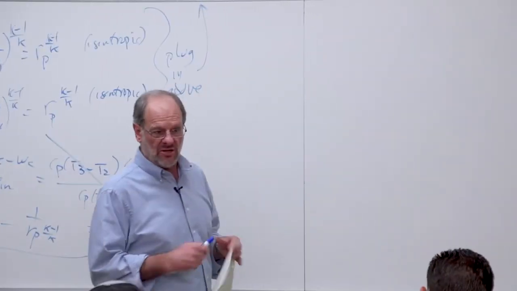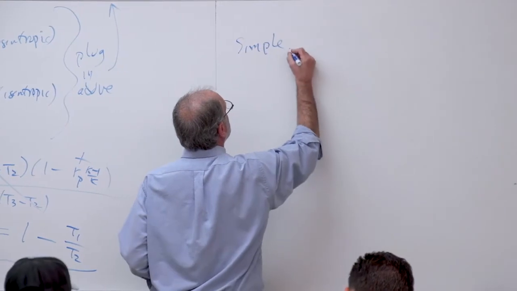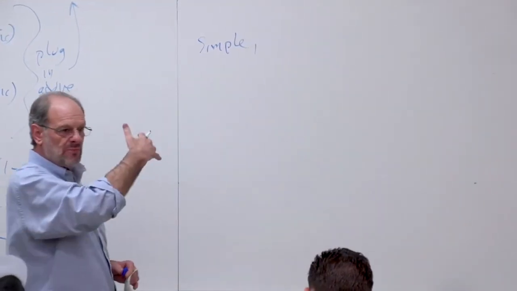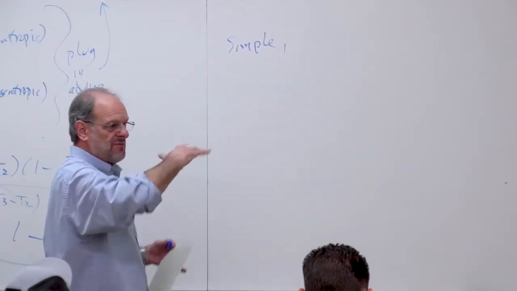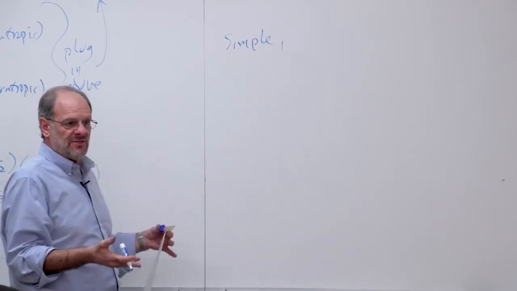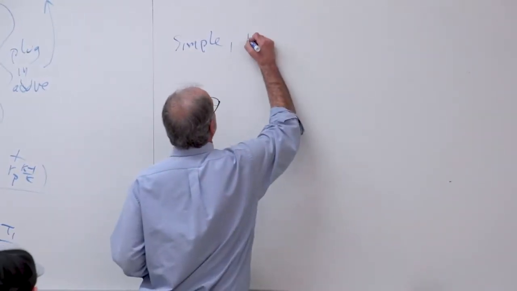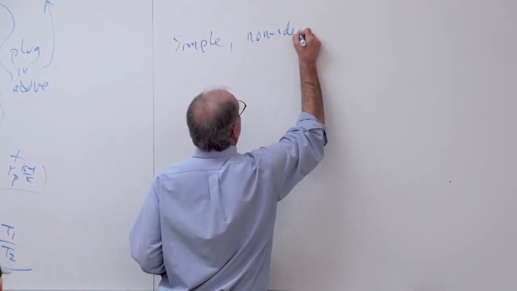What about the non-ideal case? So we're still looking at the simple Brayton cycle. In other words, we still just have a single compressor, a single heat input device, combustion chamber, a single turbine, a single heat rejection device. You know, that doesn't change. But the way we analyze it now is going to be a little bit different because we're now going to look at the non-ideal case.